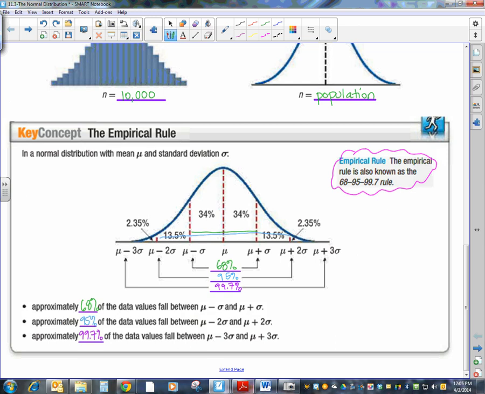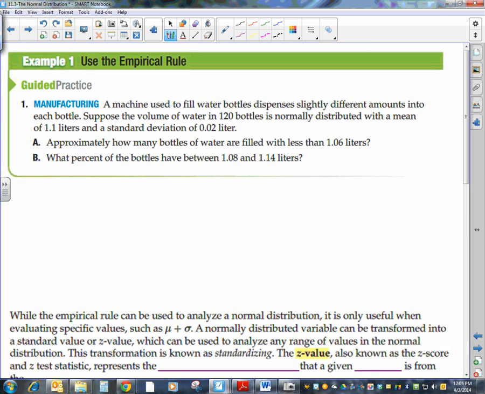So how are we going to use this rule? We have a machine used to fill water bottles. A machine used to fill water bottles dispenses slightly different amounts into each bottle. Suppose the volume of the water in 120 bottles is normally distributed with a mean of 1.1 liters and a standard deviation of 0.02 liters. Approximately how many bottles of water are filled with less than 1.06 liters?